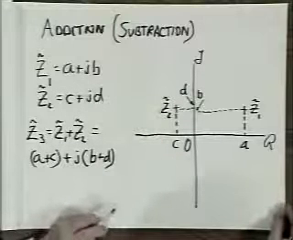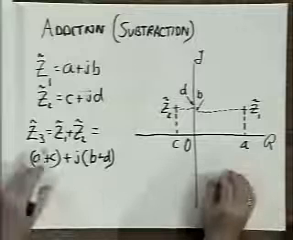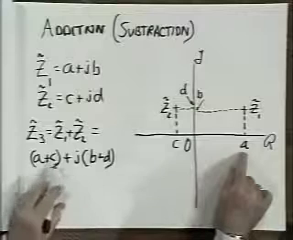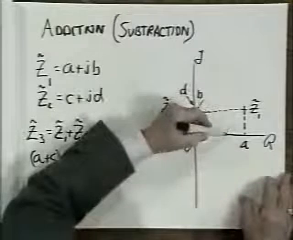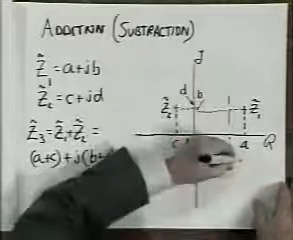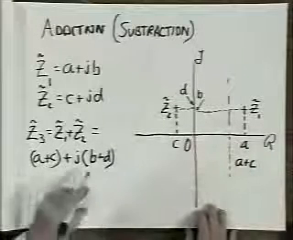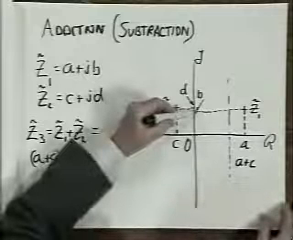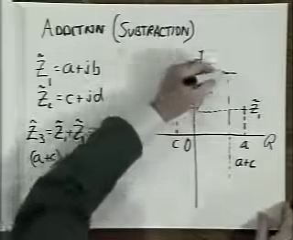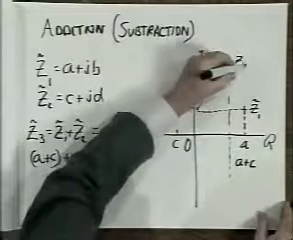The sum of the two numbers has a real part, which is the sum of these two real parts. So the real part of Z3 is going to be closer into the origin than A, because C is negative. So the real part is going to be somewhere along this line, which has an intercept of A plus C, C being a negative quantity. And the imaginary part is going to be the sum of these two imaginary parts, b and d, so it's up here somewhere. And the complex number z3 then is here.